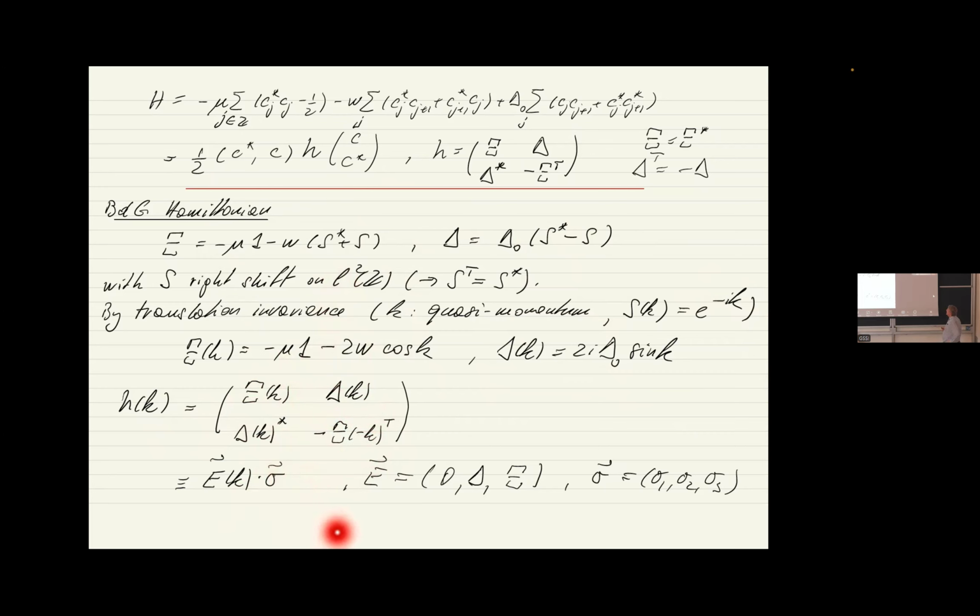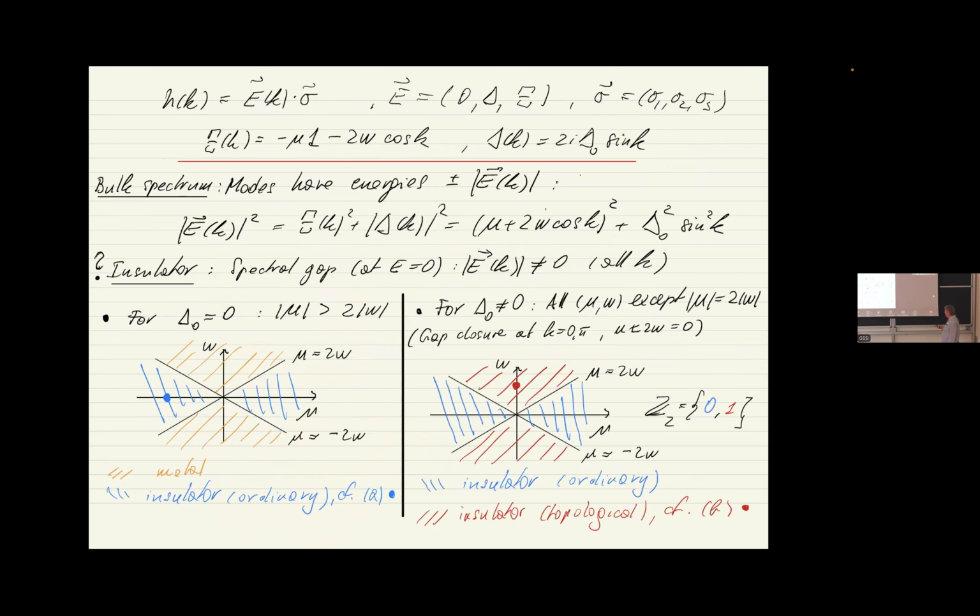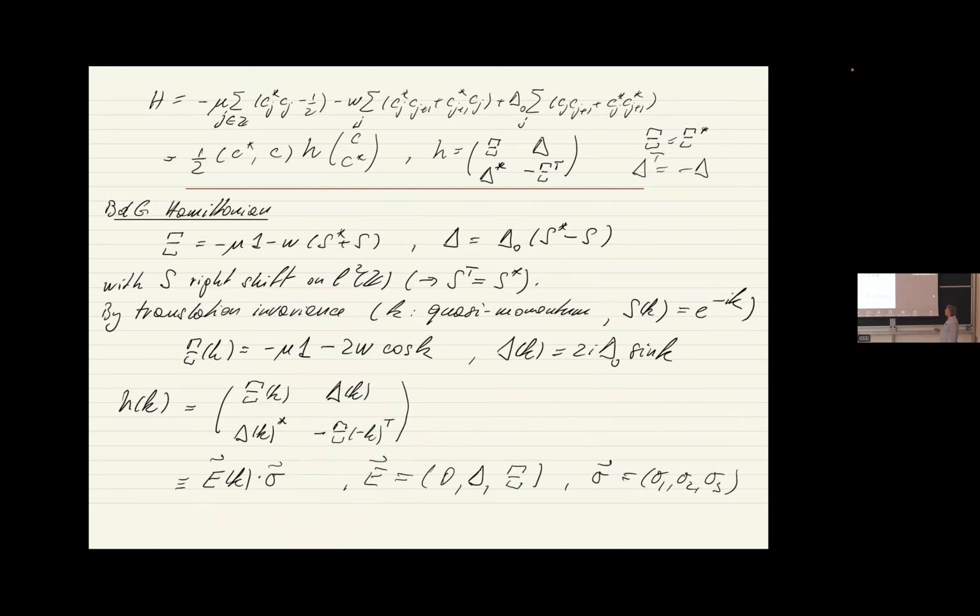And you know, in this case, this is 2 by 2, and the plots are really generated 1 by 1. And so the whole thing can be expressed as a linear combination of the 3 Pauli matrices. That's the best way to see it. So these 3 Pauli matrices suffice. And I write it like this: a vector E of k dotted into the vector of Pauli matrices.